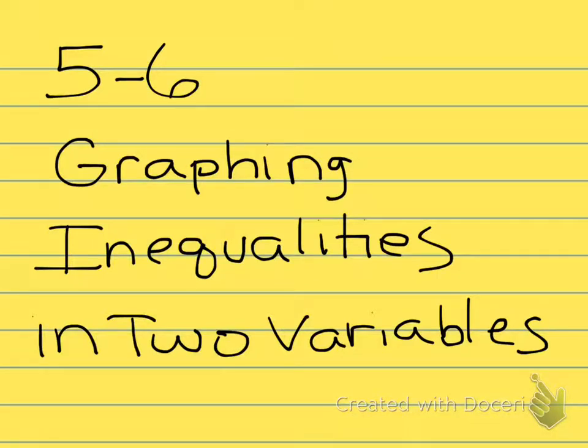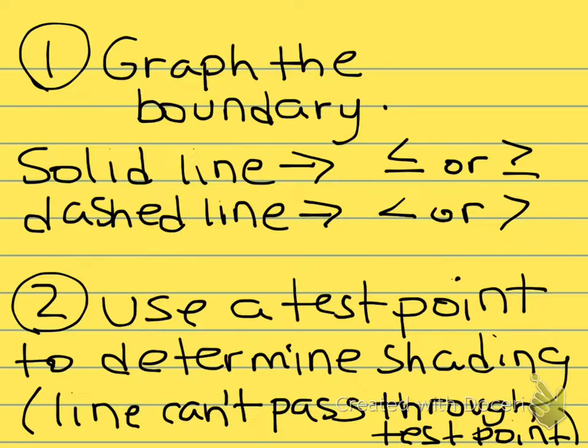Today we're looking at lesson 5-6, which is graphing inequalities with two variables, and most likely you're going to be using x and y. So the graphing part of this is actually not graphing on a number line, it's graphing on a coordinate plane. So there's 3 steps to follow. The first step, they said, is graph the boundary.